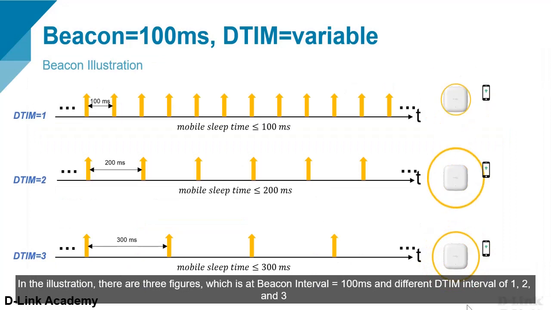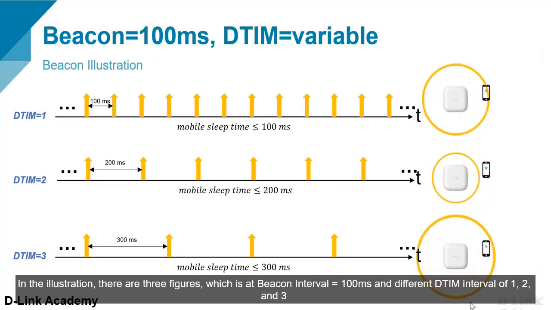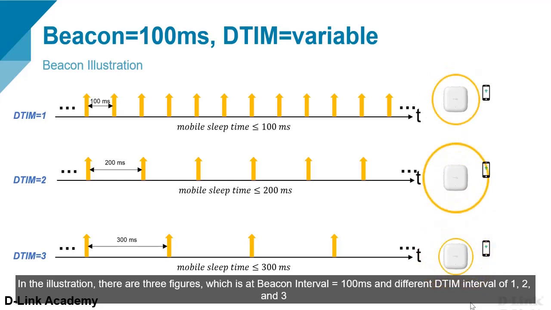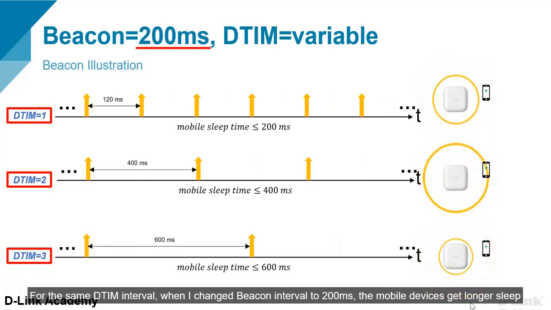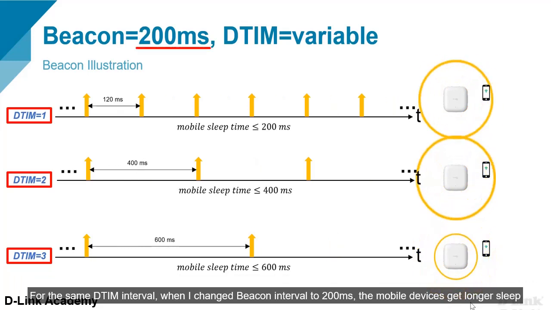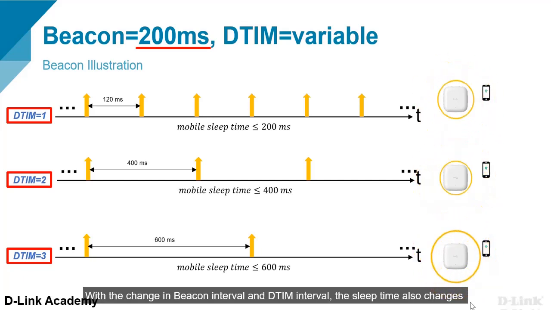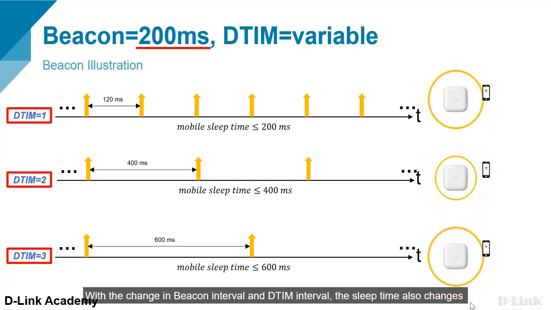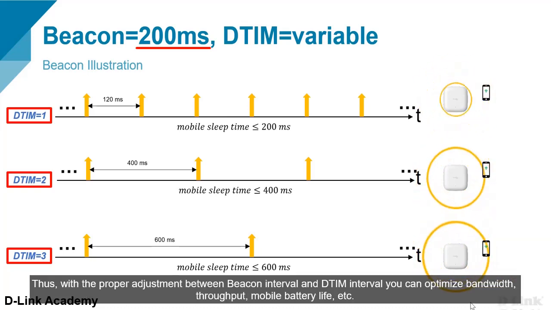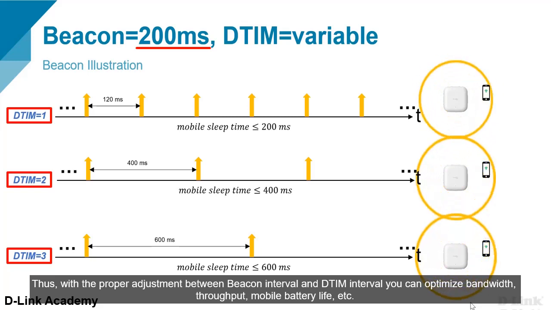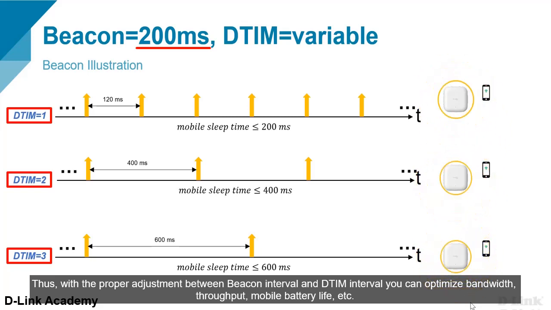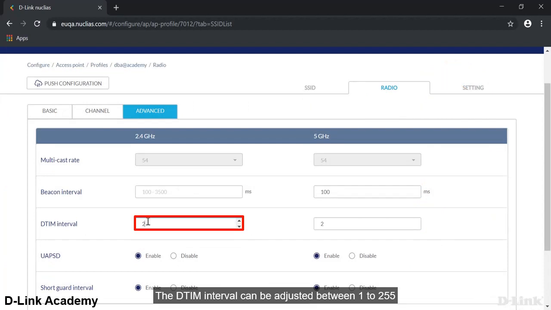DTIM interval. In the illustration, there are 3 figures, which is at beacon interval of 100 milliseconds and different DTIM interval of 1, 2, and 3. For same DTIM interval, when I change beacon interval to 200 milliseconds, the mobile devices get longer sleep. With the change in beacon interval and DTIM interval, the sleep time also changes. Thus, with the proper adjustment between beacon interval and DTIM interval, you can optimize bandwidth, throughput, mobile battery life, etc. The DTIM interval can be adjusted between 1 to 255.